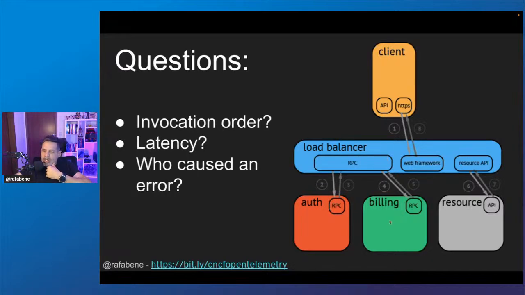Is it the authentication? Is it the billing that's communicating to the credit card? Is it the resource allocation? We don't know the amount of time, the latency. Or in a case of error, the client will see only a 500 error, right? An error has occurred. So who caused the error?